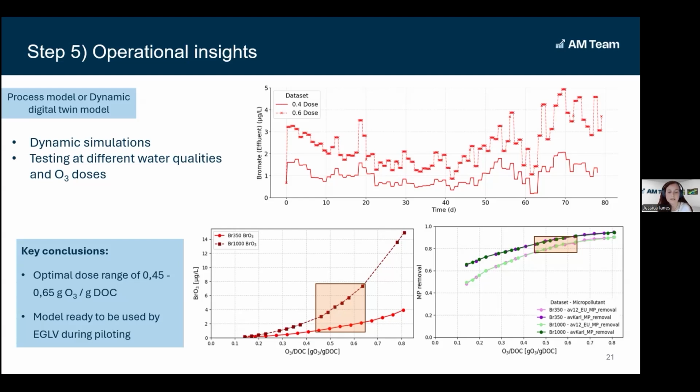And at the same time, with the dynamic process model, we could prepare a kind of digital twin that can be used by EGLV during the piloting phase, during the operation of the pilot.